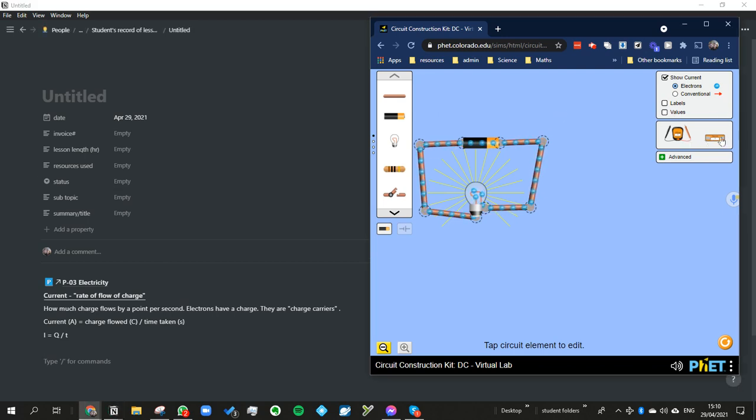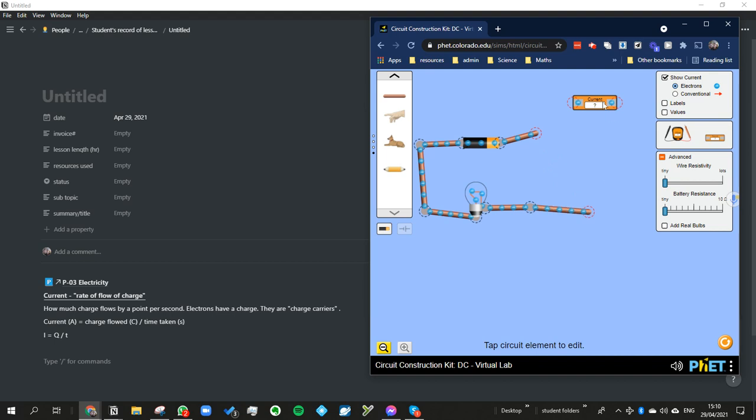So we've got an ammeter here. I'm going to disconnect this and connect up an ammeter, if it lets me. It's been really slow. Okay, so apparently the current is 0.9 amps. That means every 1 second, 0.9 coulombs will flow through this ammeter.